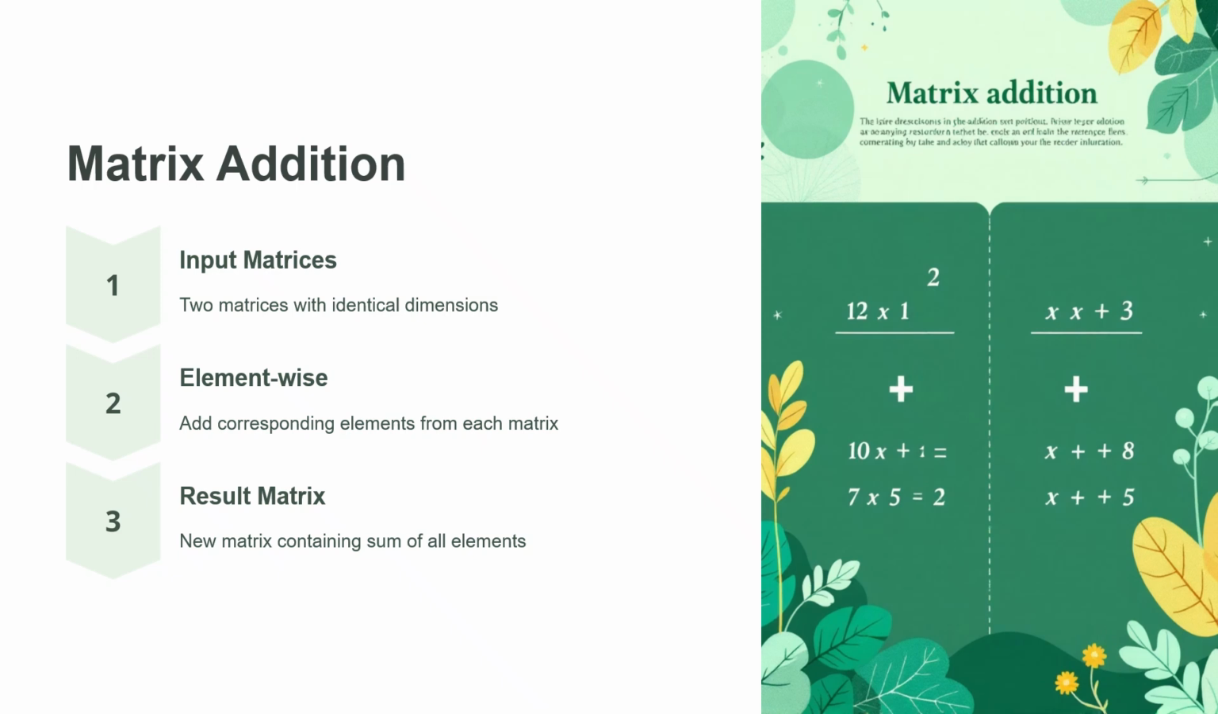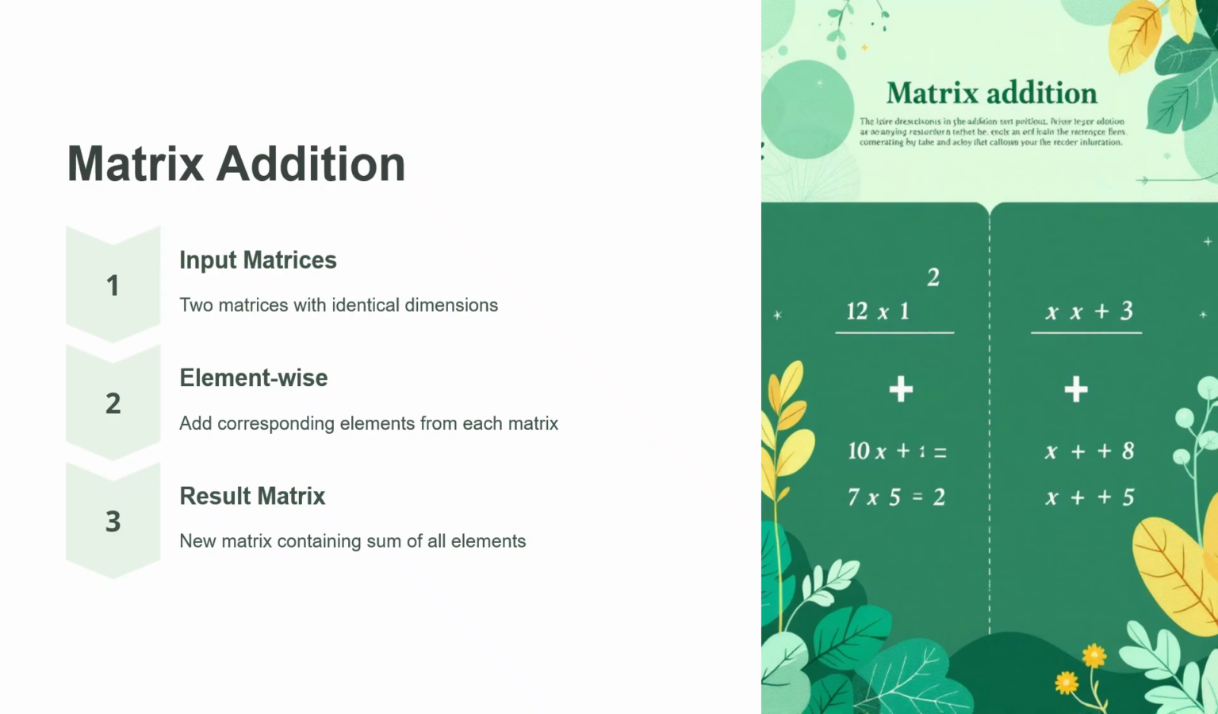So here is the addition of two matrices. That is, the sum c[i][j] is equal to a[i][j] plus b[i][j]. The value you get is a new matrix which contains the sum of all the elements.